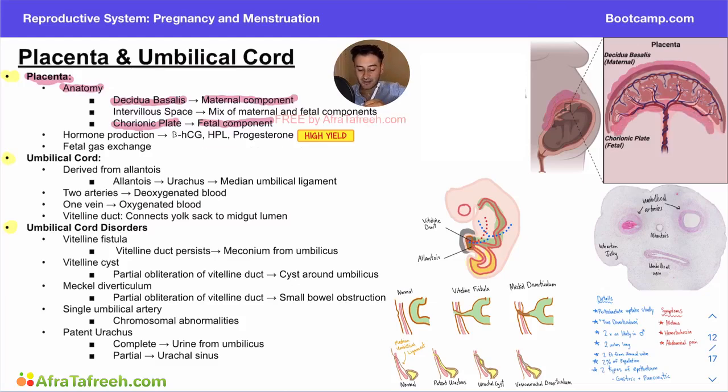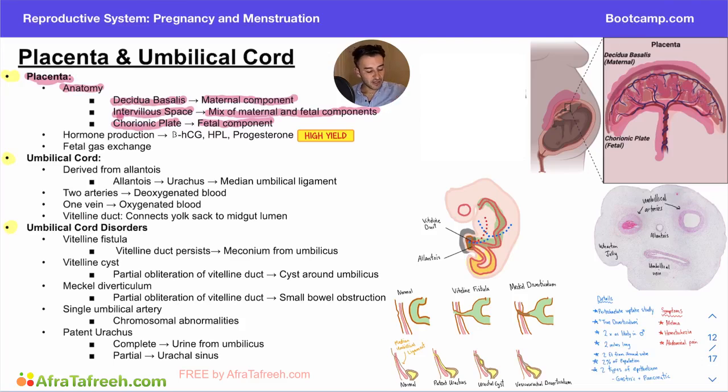to be this portion that I'm highlighting here, and this is the part that's going to interface with the umbilical cord. And then in the middle we have something called the intervillous space, and this is going to be a mix of maternal and fetal components, and we're going to have a lot of gas exchange going on here and nutrient exchange, and it's kind of like the middle ground between the fetus and the mother.